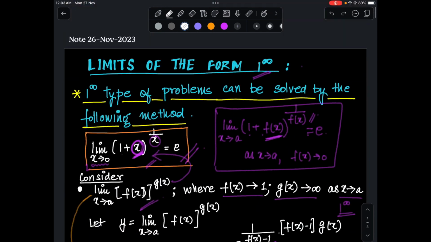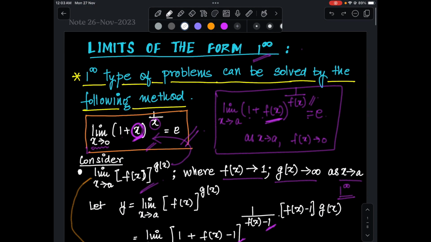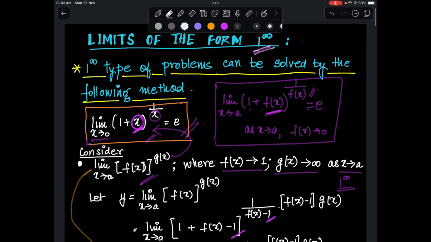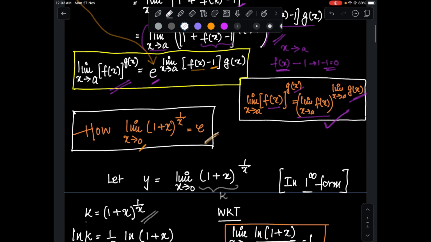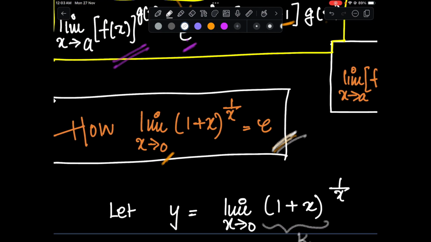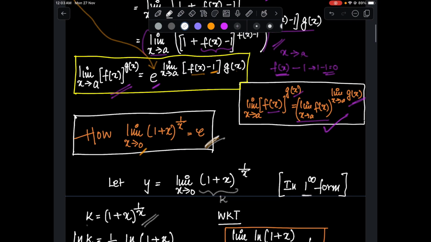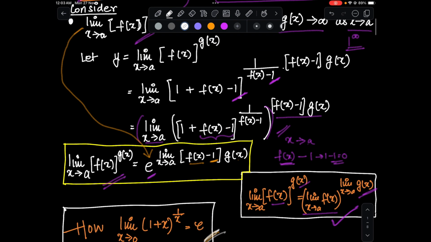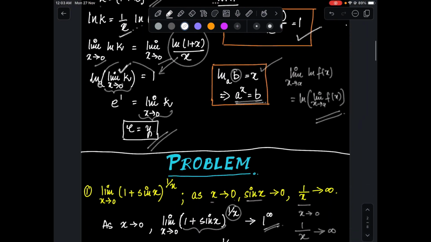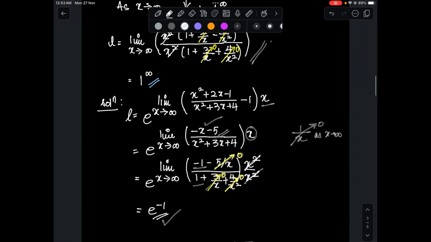Let me quickly go back and revise. So in today's class we learned how to deal with problems that give you the form of 1 to the power infinity in limit problems. For this we made use of a basic fact, that limit x tends to 0 of (1 plus x) whole power 1 by x is e. Now whenever you get a problem where limit x tends to a of f of x whole power g of x gives you the 1 to the power infinity form, you can write it as e to the power limit x tends to a, the limit won't change, and then you have to subtract 1 from the base and multiply by the power. This is just to get into the form.